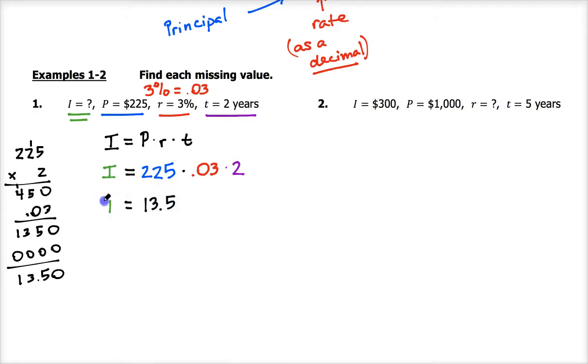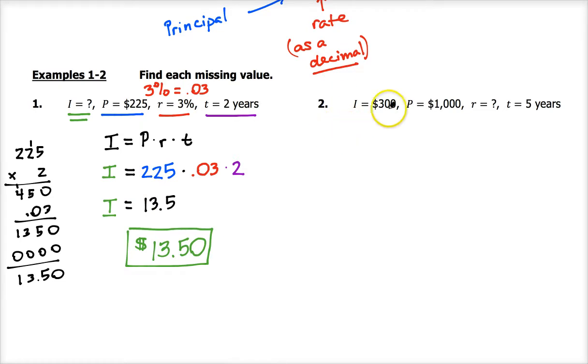And remember what we're measuring here. Interest measures money, and so that means that if your original amount of money is $225, your interest rate is 3%, and the time period is 2 years, the amount of interest that you either pay or is paid to you is $13.50. So if you go to a bank and you deposit $225 in a savings account for 2 years, and the interest rate is 3%, this is how much money in interest the bank will pay you. So they'll give you $13.50 additional to that $225 you put in there originally.